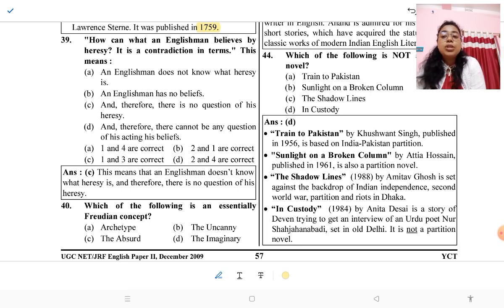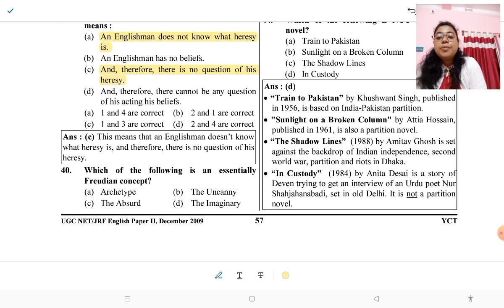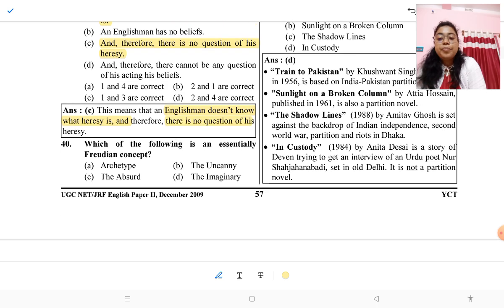This means the answer will be C. C means 1 or 3. It means that an Englishman does not know what heresy is, and therefore there is no question of heresy. So the answer will be C.